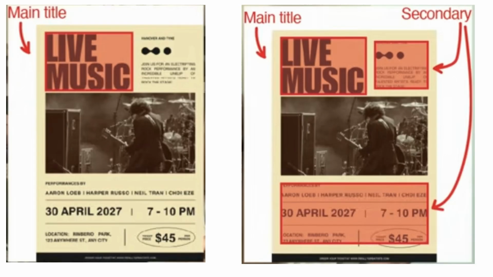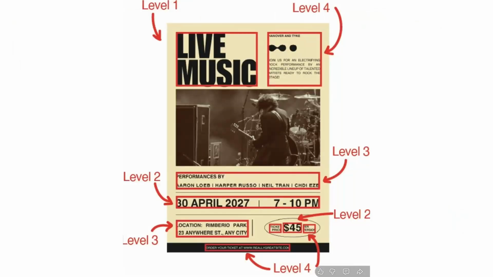So we've got a main title here on the left, and then we've got the secondary elements there on the right. Then you've got your different levels of fonts. So level 1 is a large font.